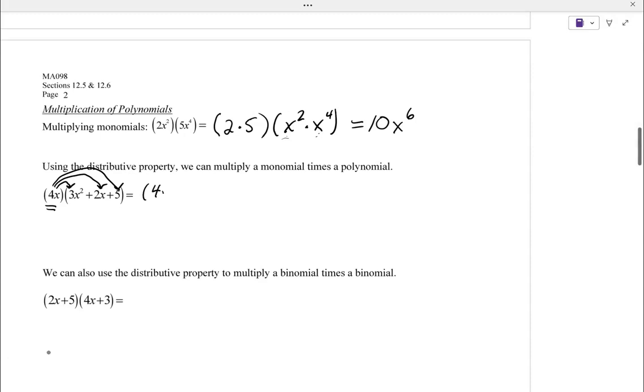I would have 4x times 3x squared for the first one. I've got 4x times 2x for the second one. And I've got 4x times 5 for the third one. That's what we mean by the distributive property. I'm taking the thing that's multiplied out in front and distributing it to each of the terms in the second one. That's what we mean by distributive property.